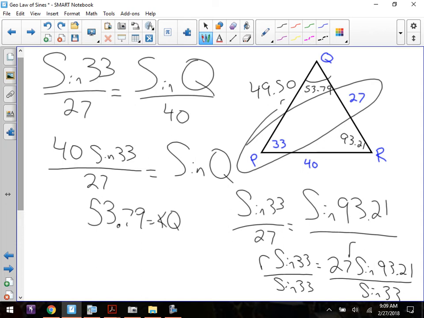So my biggest angle here was 93 something. My biggest side was 49. That works. The smallest angle has the smallest side and so on. It's one of those weird things that happens in math that you can't always double check yourself. All right, let's try another one.